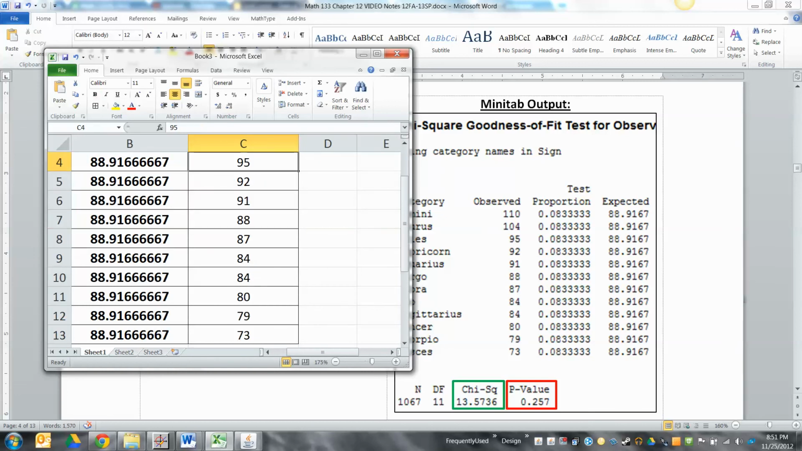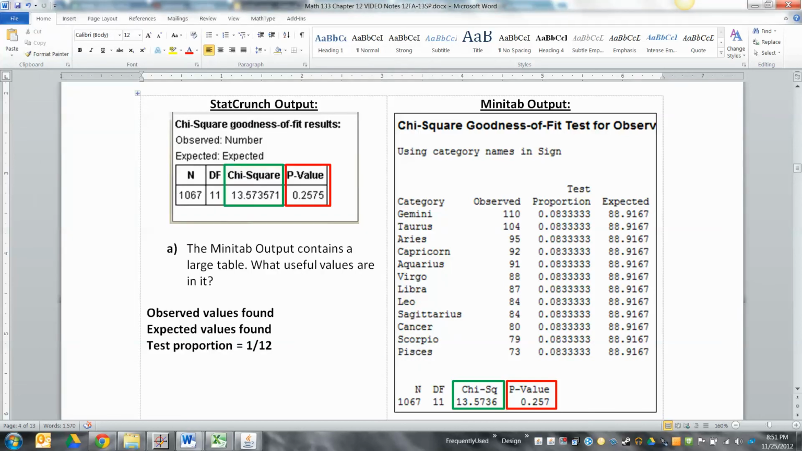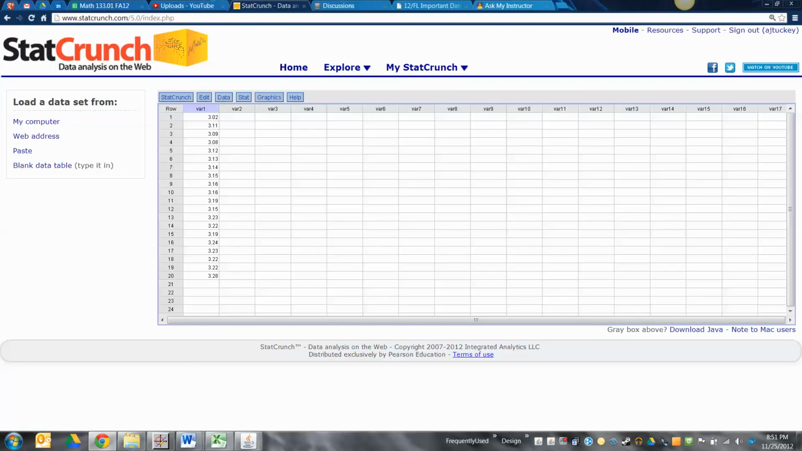All right, so now how do we run the test? Obviously, you're not going to get this Minitab output, but how do I get chi-square out of StatCrunch? As you can see, I can. So let me go to StatCrunch. Here it is. I don't know what that is, but I'll delete it.